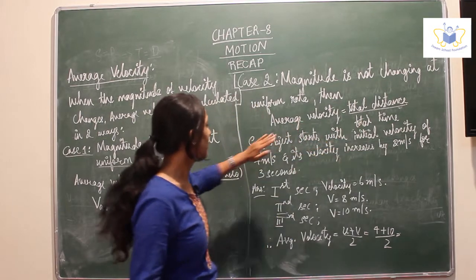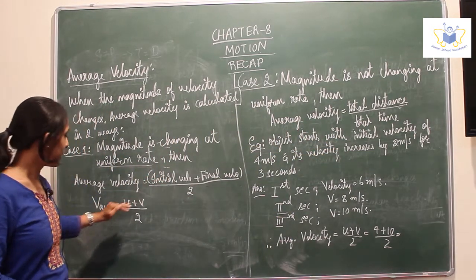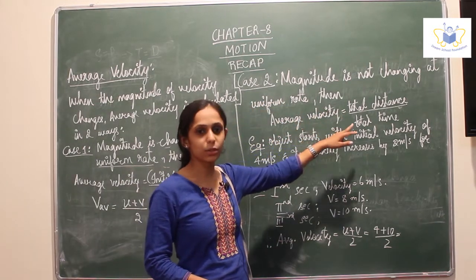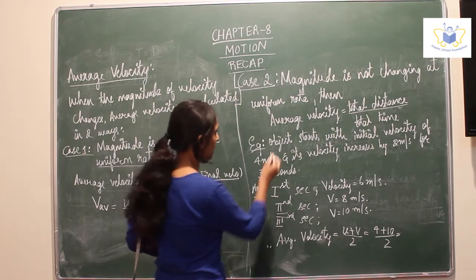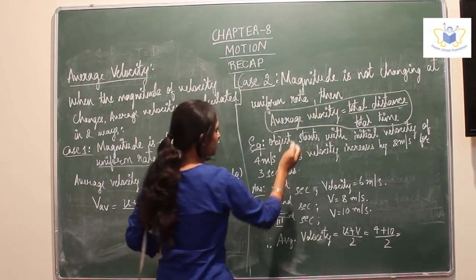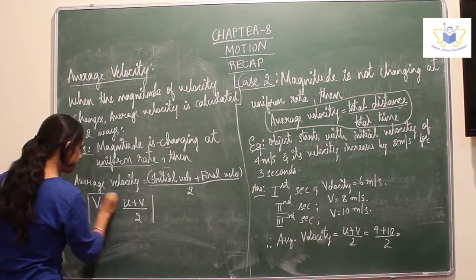So clear? These are the two formulas. When it is uniform, it is (u plus v) by 2. When it is non-uniform, it is total distance by total time. I hope you are clear. Now let me take an example. Two formulas, please remember these two formulas and their conditions.